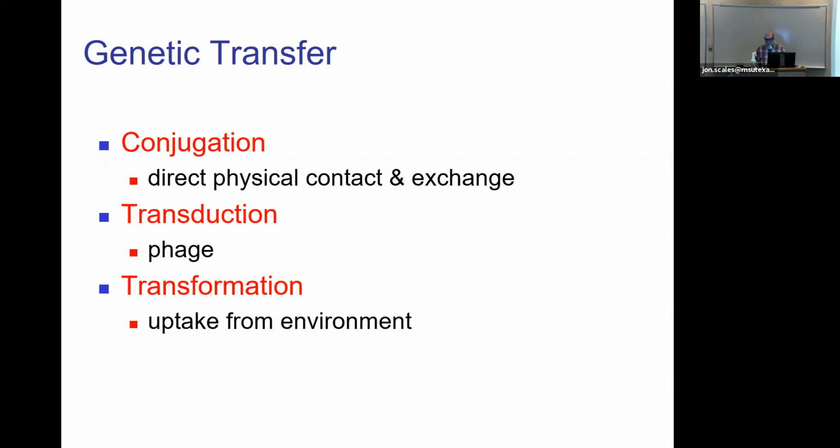And then the last one is called transformation. This is when the bacteria bring in DNA from outside their environment. We make use of this one. We big time make use of this one. As molecular biologists, we are always adding genes to organisms, and bacteria are our favorite organism. E. coli is our very, very favorite bacterial organism.